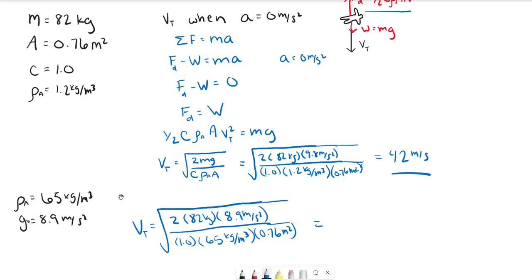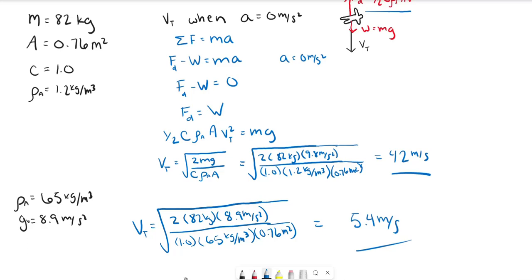And this is going to give us about 5.4 meters per second. So the terminal velocity on Venus is going to be a lot slower due to that denser atmosphere and there being less gravity. And so that's how you find the terminal velocity.